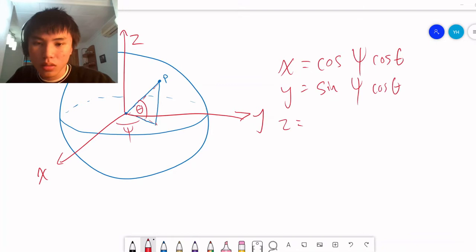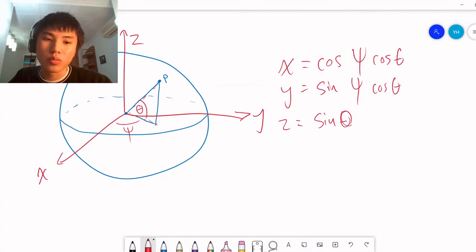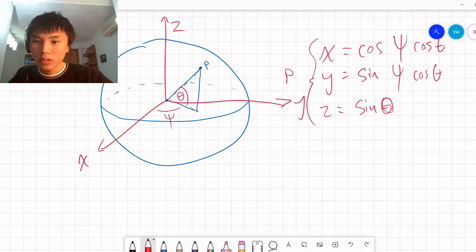These are the three equations that can determine where these points are. You have x is equal to cosine psi cosine theta, y is equal to sine psi cosine theta, and z is equal to sine theta. And these are the coordinates for the point P, I should make clear. Now let's try to imagine a second axis.